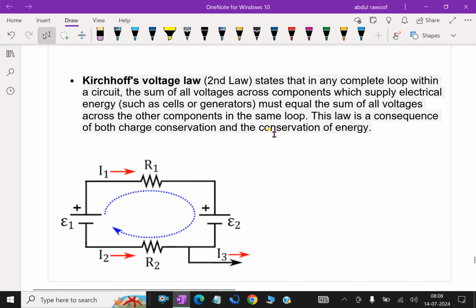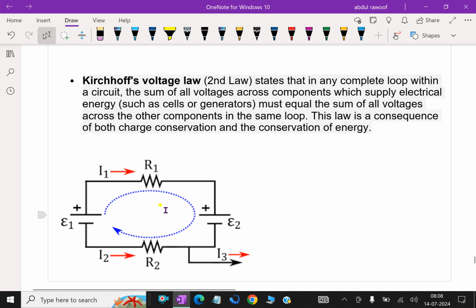Second one, Kirchhoff's voltage law, that is the second law, states that in any complete loop within the circuit, the sum of all voltages across the components which supply electrical energy, such as cells or generators, here the cell, must equal the sum of all voltages across the other components in the same loop. This law is a consequence of both charge conservation and the conservation of energy.